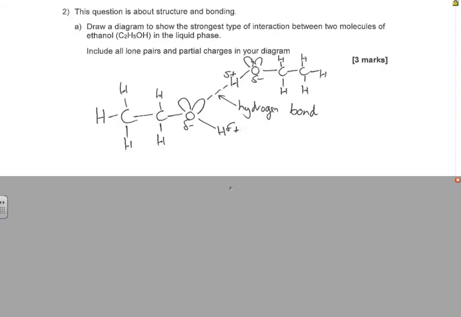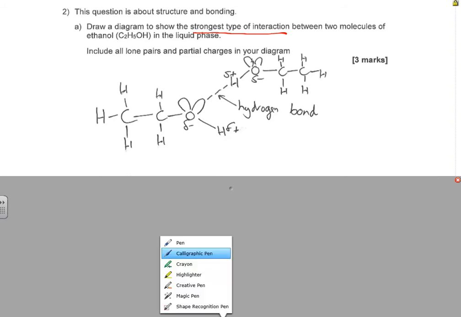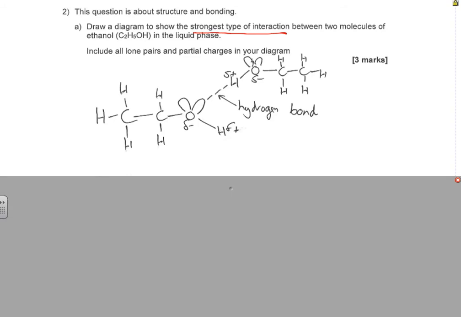In question 2 we switch focus to structure and bonding. The diagram you can see there I've already drawn. The question asks you to look at the strongest type of interaction between 2 molecules of ethanol. That of course is hydrogen bonding, but there's 3 marks up for grabs here, and you have to be aware of the criteria that are expected. If you have a quick look at the question, it does prompt you to do this.